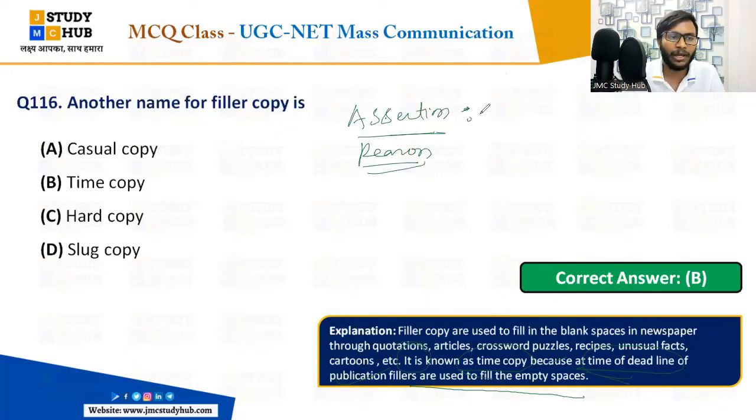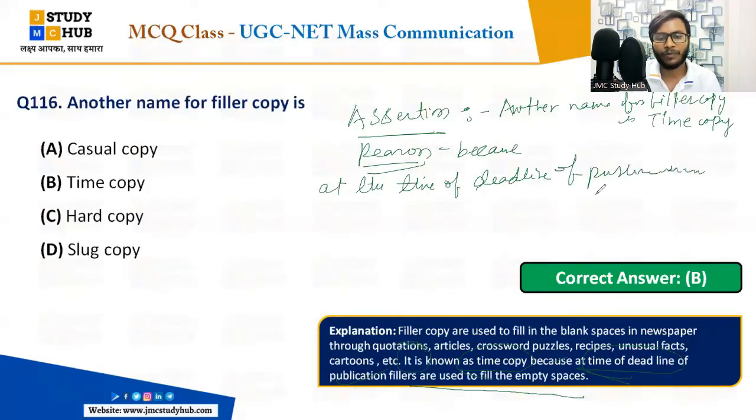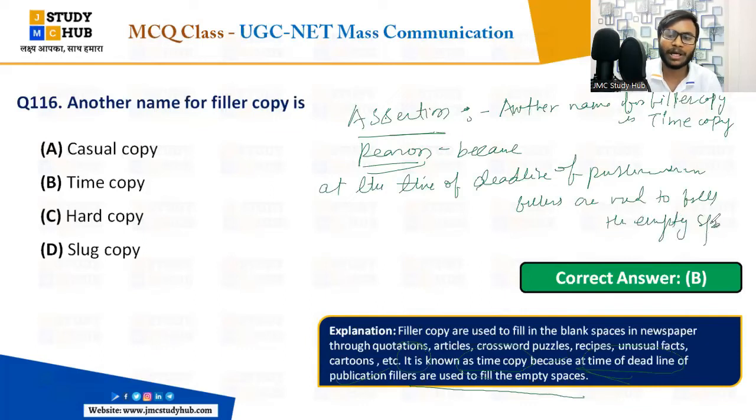So they can ask you that, everybody: another name for filler copy is the time copy. And the reason they will give you is that at the time of the deadline of publications, fillers are used to fill the empty spaces. So they can ask you like this. So what will be the answer here?